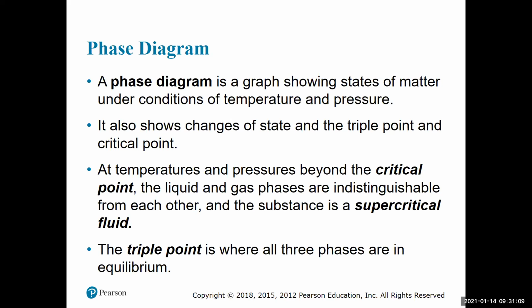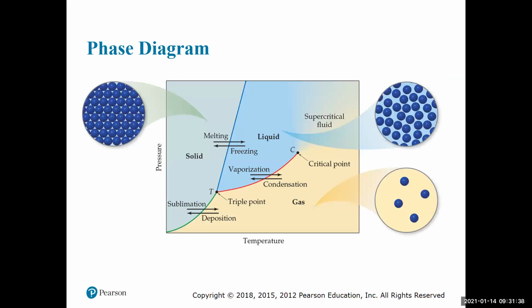So a couple of things you'll see on this are our triple point and critical point. At temperatures and pressures beyond the critical point, the liquid and gas phases are indistinguishable, and that's where we get a supercritical fluid. The triple point is kind of like what it sounds. It's where all three phases are in equilibrium. So let's take a look at one of these plots here.